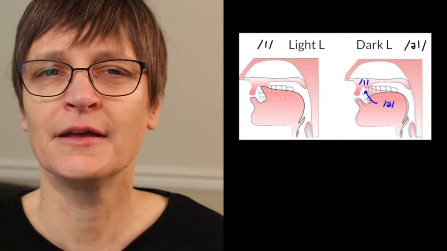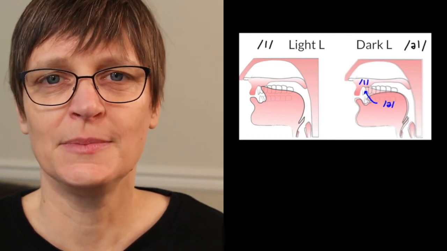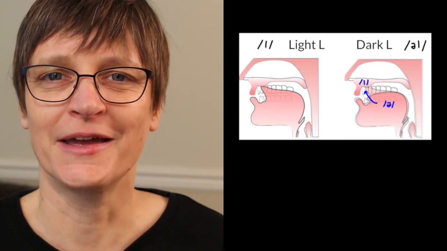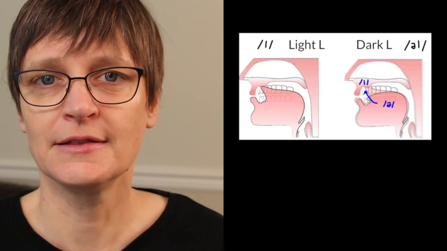Be careful not to use the light L from the start of words when L is at the end. Listen to the difference. First I'll say it the incorrect way with a light beginning L, then the correct way with the American dark L. Little, little. Syllabic L is usually an unstressed syllable after a consonant sound at the end of the word.